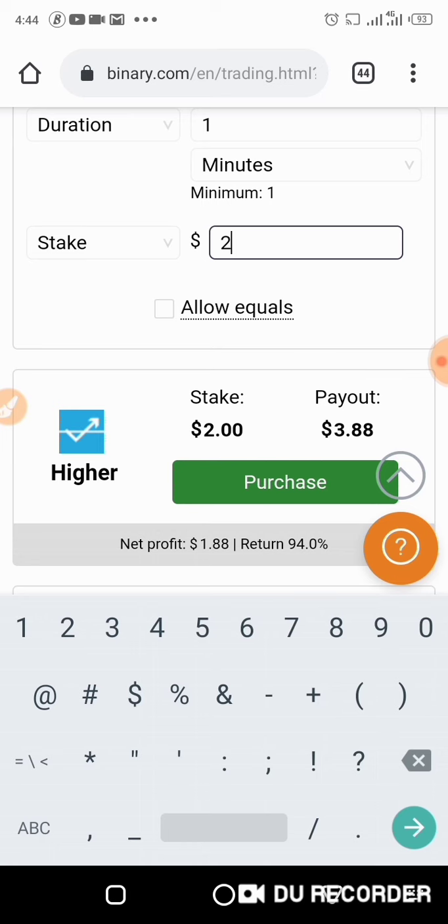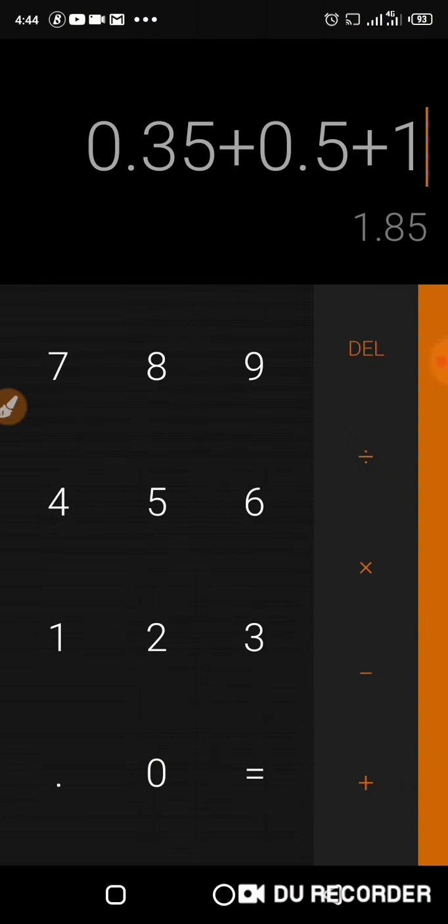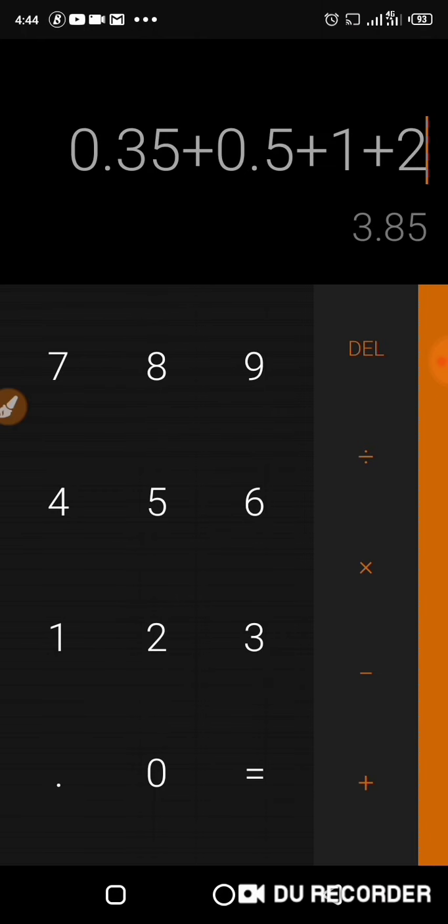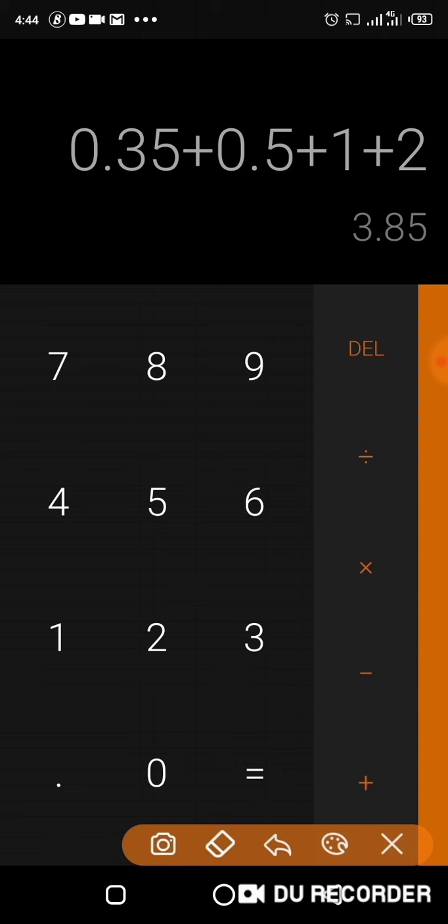So you can see that we are still on $2, and we have gone up to the fourth martingale. So we put here 2. You can see that the total stake which we have staked now is 3.85. But if we were using double, you will observe that you would have close to $5 to $6 as the total stake. But using this process to minimize your martingale, you will have much martingale left in order to be on the safer side.